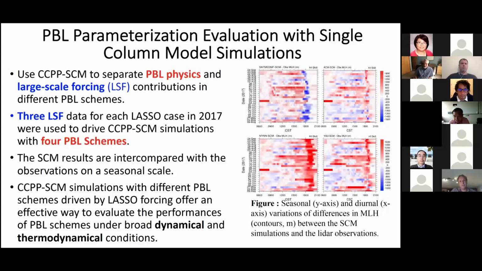The right hand side shows the 4 PBL schemes we selected, and the mixed layer evolution driven by 3 large scale forcings from LASSO. Now, what this figure shows is the difference between model simulated and observation, right?